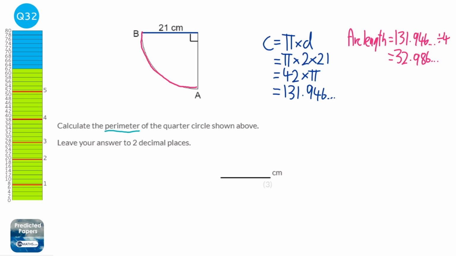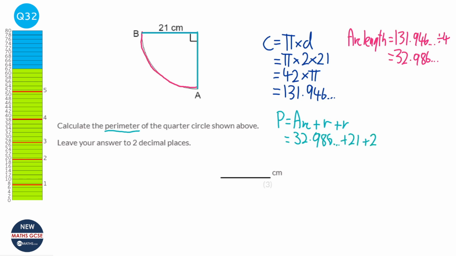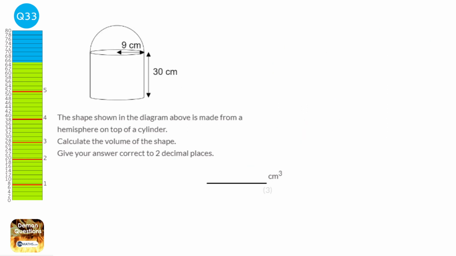Now that's not what the perimeter is. Perimeter is the total distance around the circle. So we've also got to add on the 2 parts here, the 2 radii, to get the full distance around. So the perimeter is going to be the arc length plus a radius plus a radius. So that's going to be 32.986 blah blah blah plus 21 plus 21, which equals 74.986 blah blah blah. And when we round that to 2 decimal places, we get the answer of 74.99.